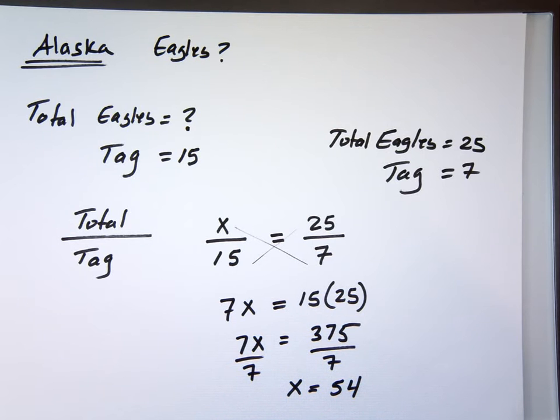That's how the government does it every single time for wildlife estimations. Fish, deer, coyotes, whatever you want it to be. So proportion is really very practical for us.